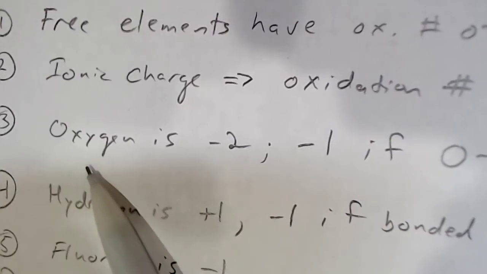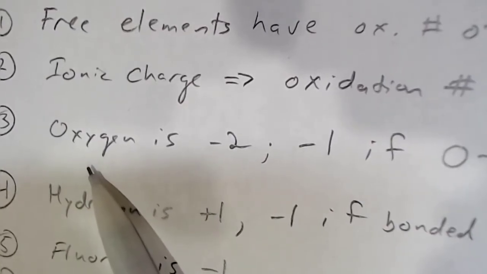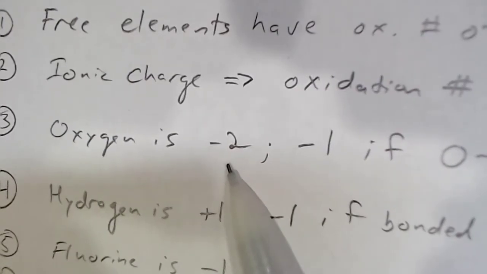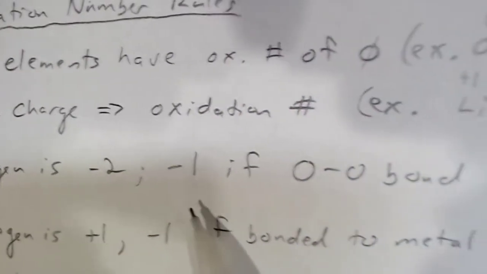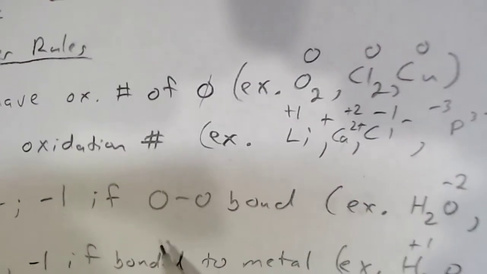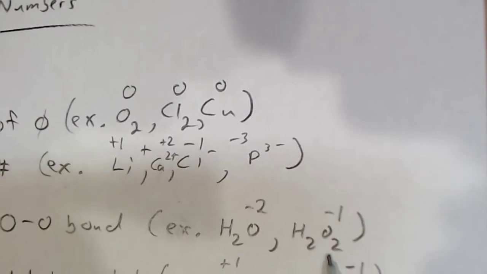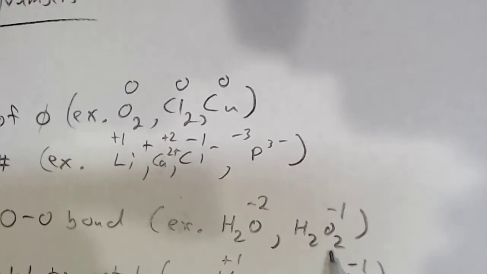Also, most of the time in this class, if you're not dealing with pure oxygen, then oxygen next to anything else is going to have a -2 oxidation number. Exception: it would be -1 if there's an O-O single bond, which you might find in a peroxide, like hydrogen peroxide. This is a memorized one. Oxygen in this has a -1 oxidation number, but pretty much most of the other times, oxygen has a -2 oxidation number.